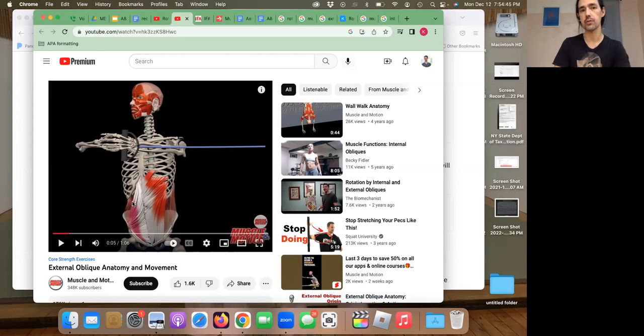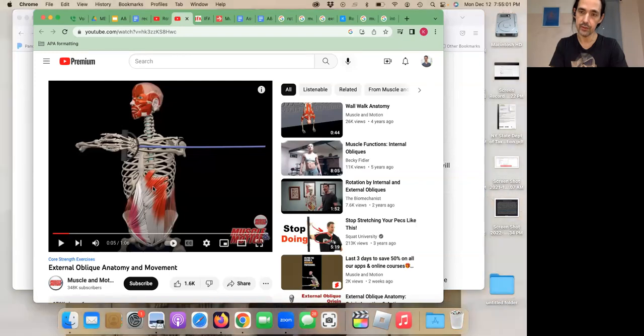The internal oblique on the right is rotating the body around toward the right. Internal oblique on the right is doing ipsilateral movement. The external oblique on the left is rotating the body around toward the right, rotating the body contralaterally. External oblique contralateral, internal oblique ipsilateral. Repetition is the mother of learning.